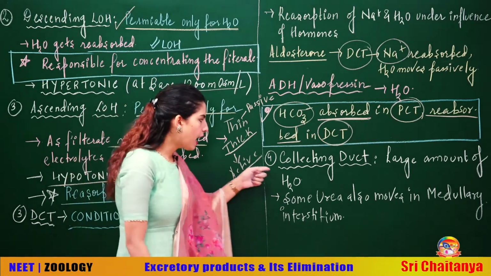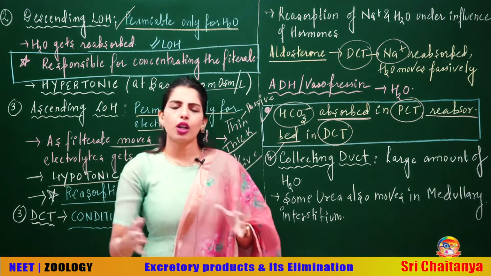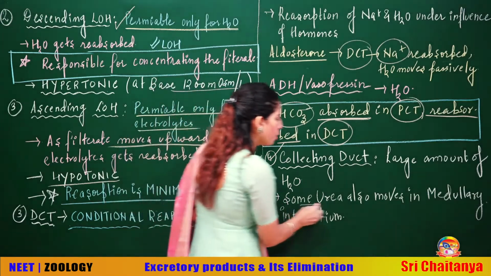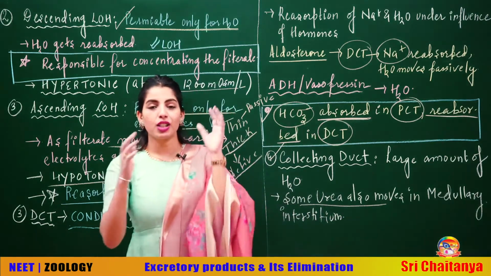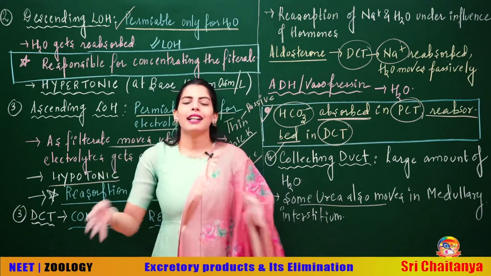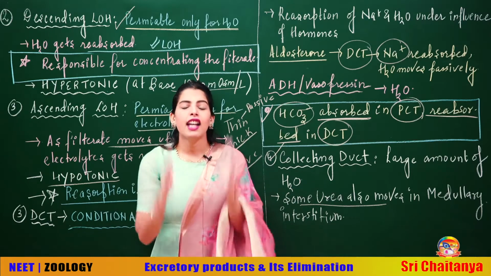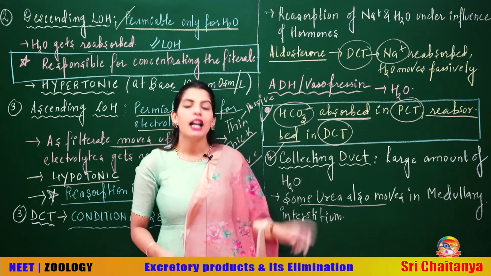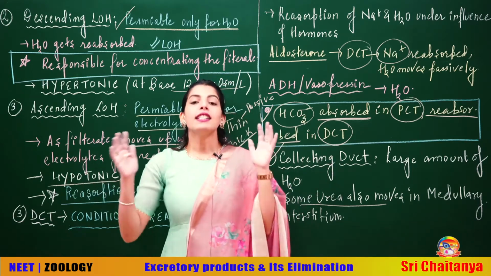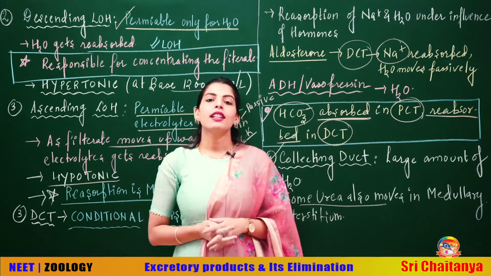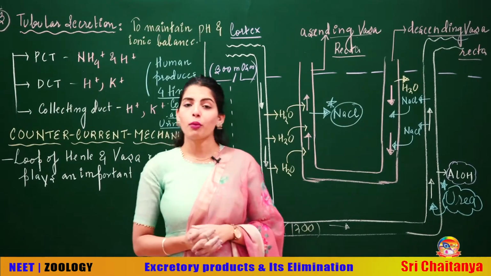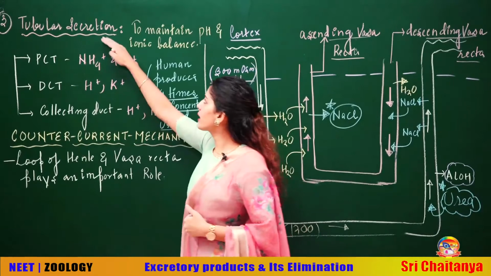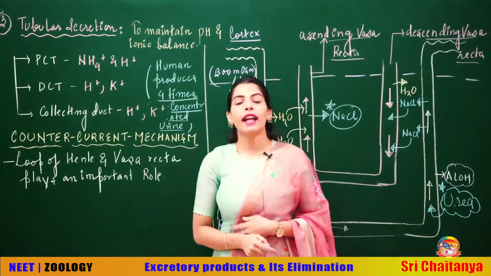Talking about the collecting duct, which is the last part, a large amount of water is getting reabsorbed from the collecting duct. Also, some amount of urea is getting reabsorbed. This urea moves into the interstitium and maintains the high concentration of the medullary interstitium. We will be discussing that urea in the counter current mechanism. So that's the second step in urine formation, which is reabsorption. The third step in formation of urine is tubular secretion. The major function of this tubular secretion is to maintain the pH and ionic balance.